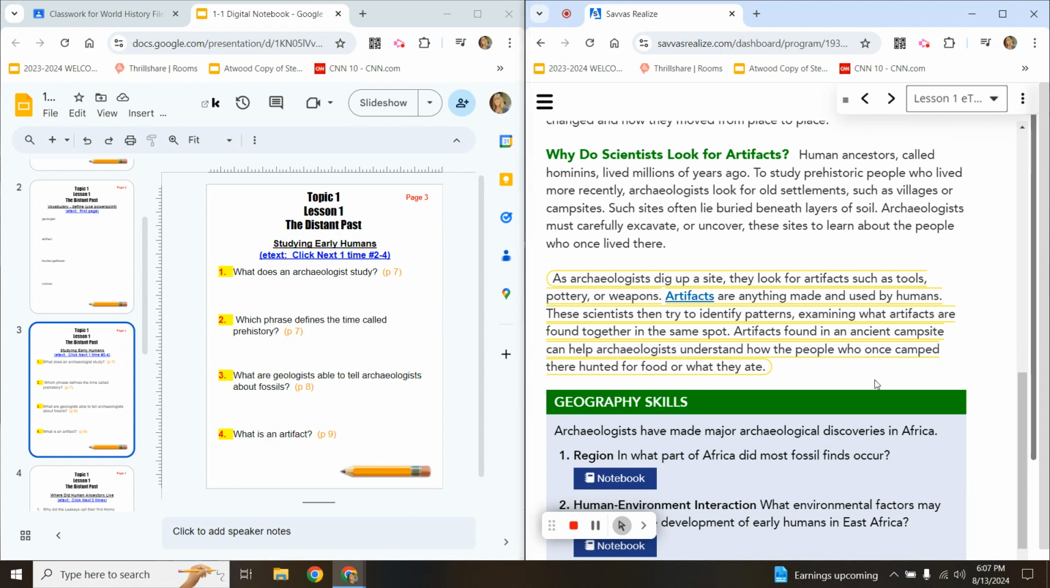Number 4, what is an artifact? Use this circled paragraph and get that answer. Go ahead and pause my video and get that answer in your digital notebook now.